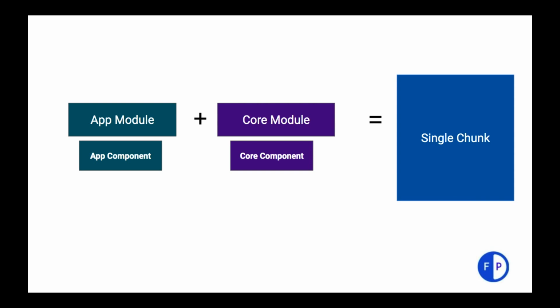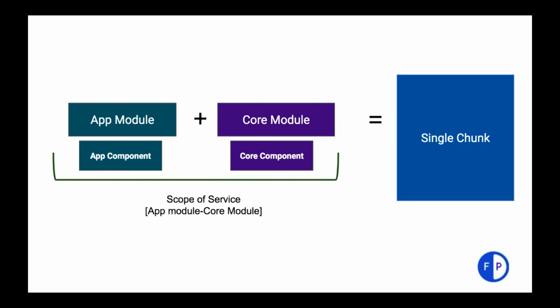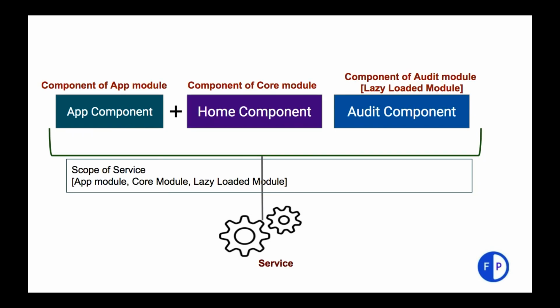Basically what happens, app and core module generate a chunk, so it doesn't matter whether we provide the service in app module or core module, the scope will always be from app to core module, whereas in case of lazy loaded module it will be extended to the lazy loaded module as well, right? And if it is only provided in a lazy loaded module, the scope will be limited to that module only, whether it is audit or transaction module. We have already seen that. Now let's jump into the last point.